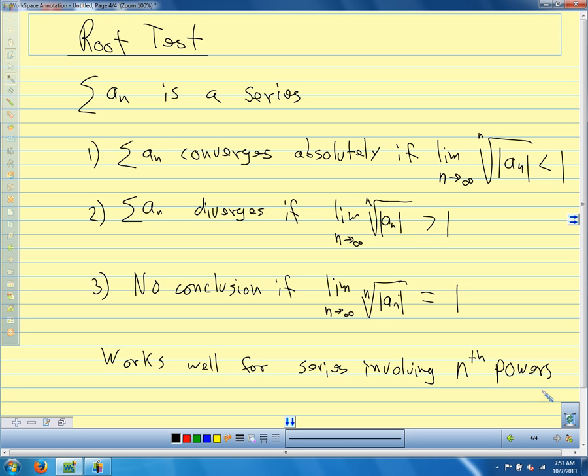The way we come up with this is very similar to what we did with the ratio test. This involves comparing our series to a geometric series, and that's where these conditions come from: less than 1, greater than 1, and equal to 1, because we end up comparing this to a geometric series. So I want to show you an example where I'm not going to go through this one, but this is an example of where the ratio test would work, but the root test saves a lot of work.